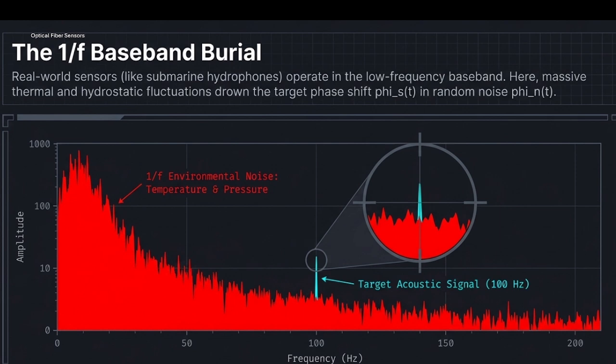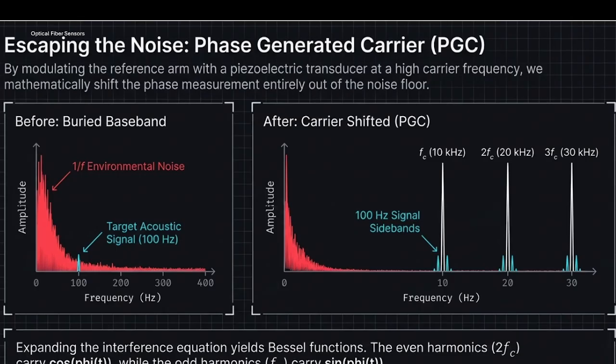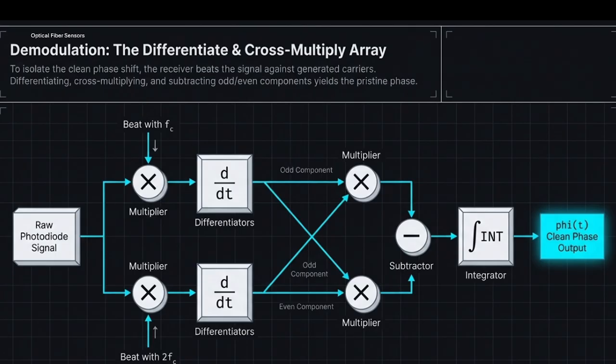Then we discuss the 1/f baseband, where you can see how it looks before, your intensity and frequency spectra. Then after using the PGC, how it is enhanced. The 100 Hz signal sideband can be seen here, and how FC, 2FC, 3FC are enhanced using the phase generated carrier. Moving towards the next thing, the differentiate and cross multiply array.